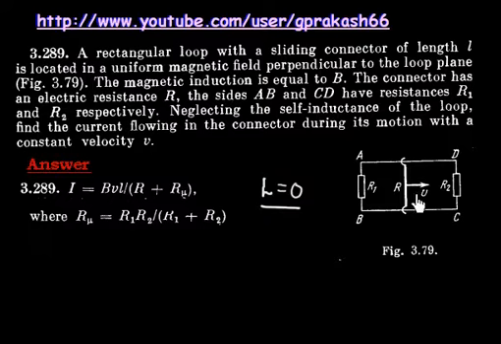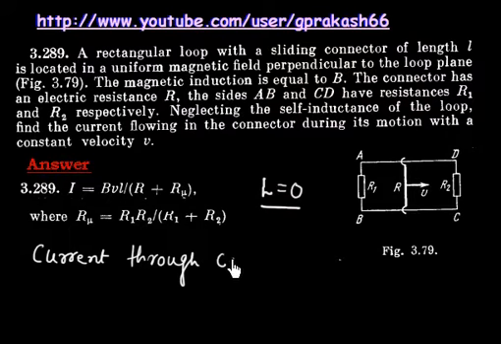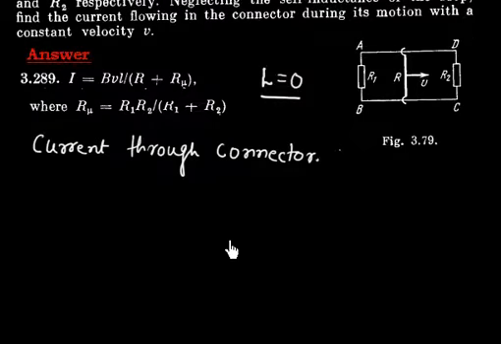If we are moving this one, there is an induced EMF through this connector. Everybody knows this induced EMF is BLV. So if you know the induced EMF, you can calculate the current through this connector. So what is my task? My task is to calculate current through the connector. Are you getting it? So how will you proceed for this part? Now we have to calculate current through the connector.